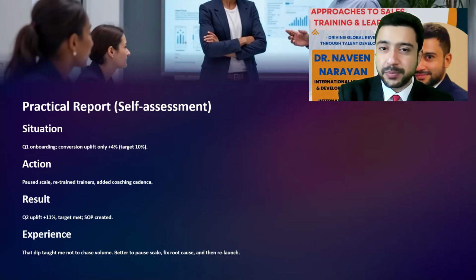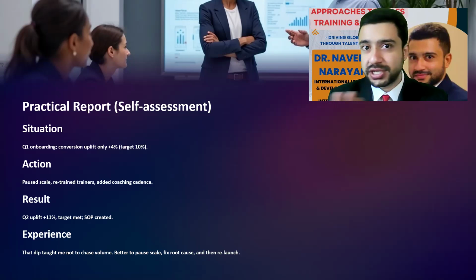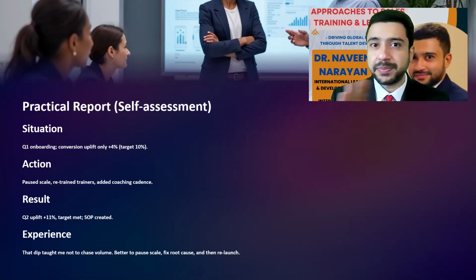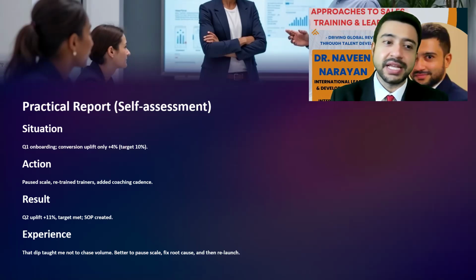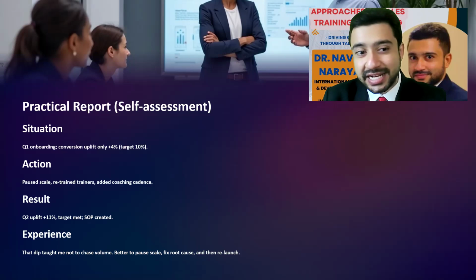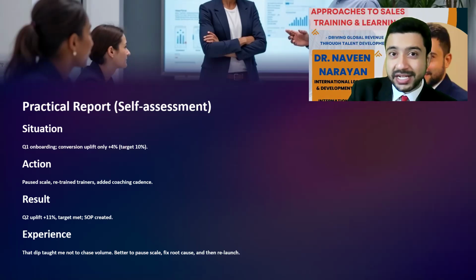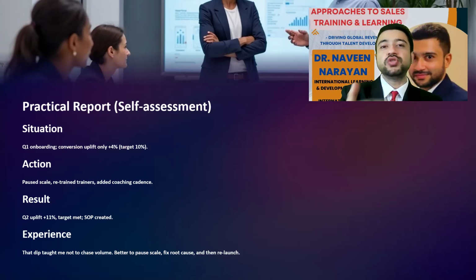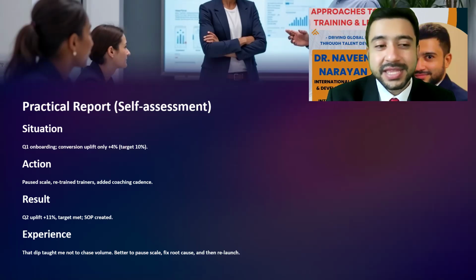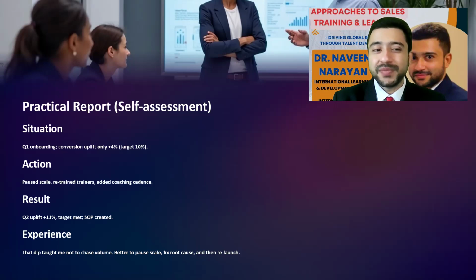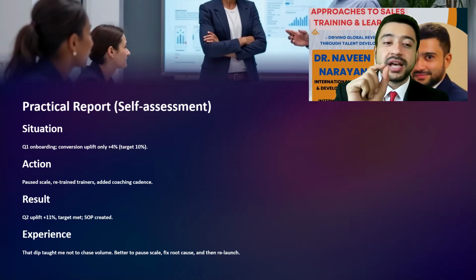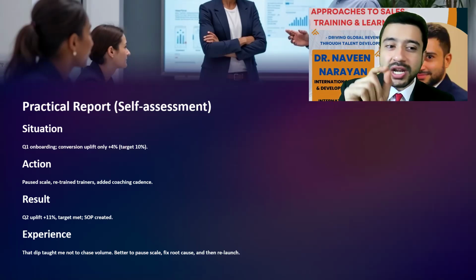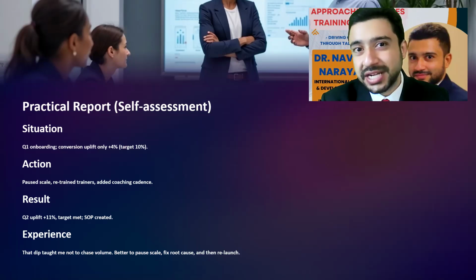Here are the three important points I included in the training. First, I paused the scale. I did not scale up my new hires. Second, I retrained the trainers first. I took my own trainers, my team, and trained them first. Third, I added the coaching cadence for them again. Then what was the result? You can see the result was that Q2 got an uplift of 11 percent.